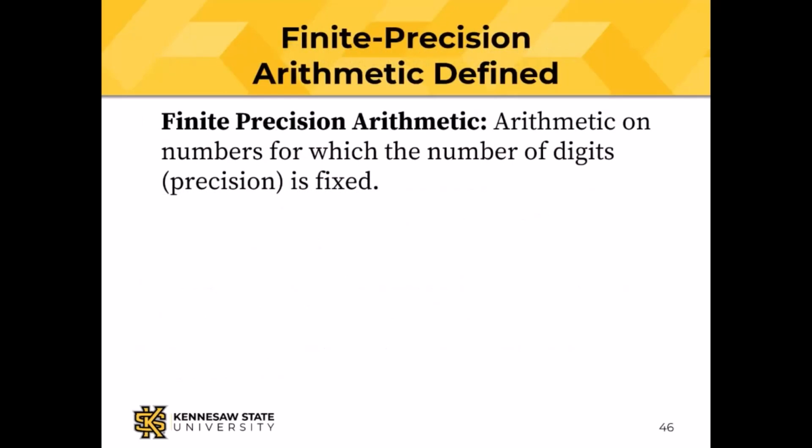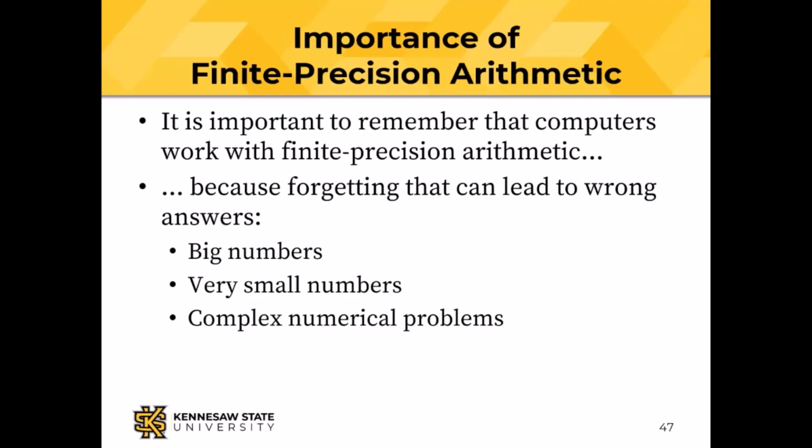Finite precision arithmetic is arithmetic on numbers with a fixed number of digits. That is, the precision is fixed. If we forget that, we can get wrong answers dealing with big numbers, very small numbers, or with complex numerical problems. And there is an example in the textbook about the commutative and associative laws not applying when we're doing finite precision arithmetic. So everybody's reading the textbook, right?